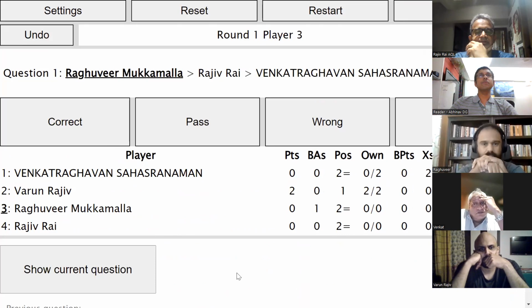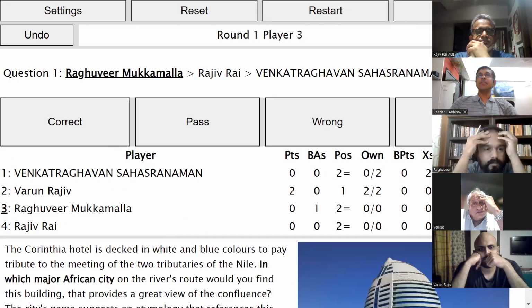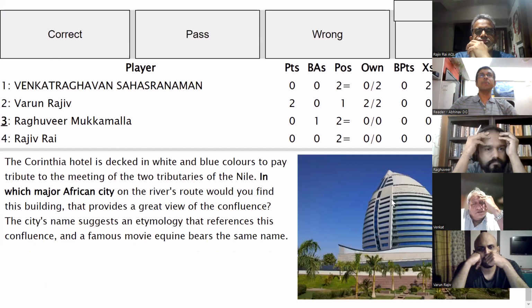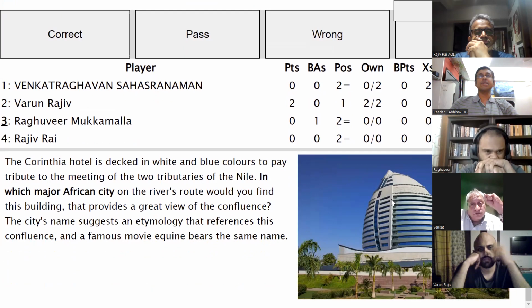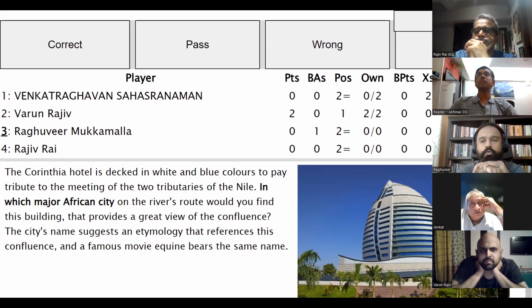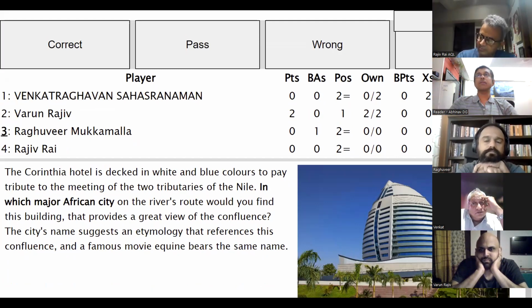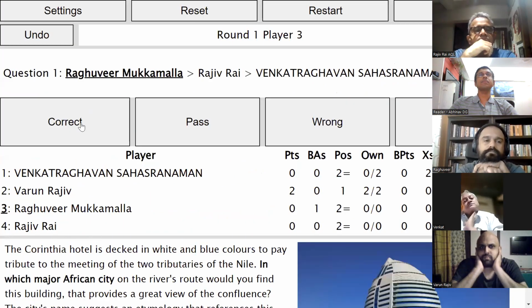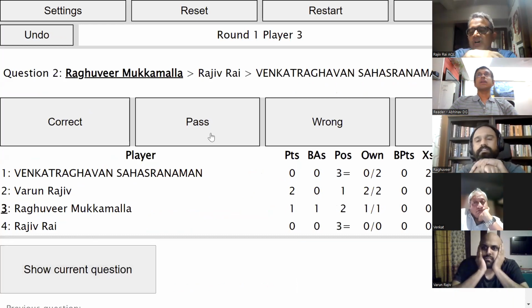Well done. 2-on-2. Raghuveer. The Corinthia Hotel is decked in white and blue colors to pay tribute to the meeting of the two tributaries of the Nile. In which major African city on the river's route would you find this building that provides a great view of the confluence? The city's name suggests an etymology that references this confluence, and a famous movie equine bears the same name. Khartoum. Khartoum is correct. Lawrence of Arabia. Oh no, it's Godfather. Actually, Godfather, yeah. I'm sorry, Godfather, the horse.